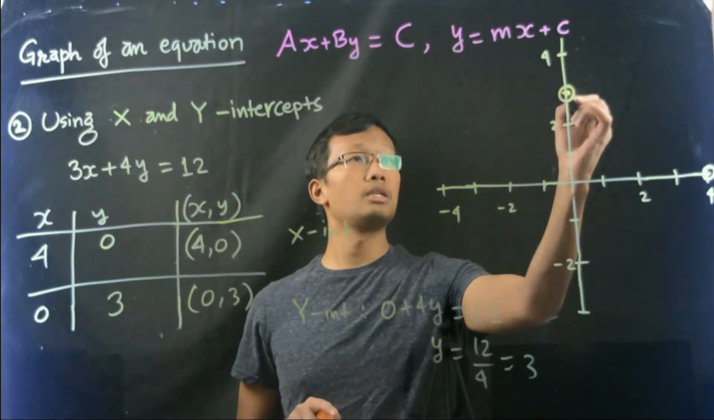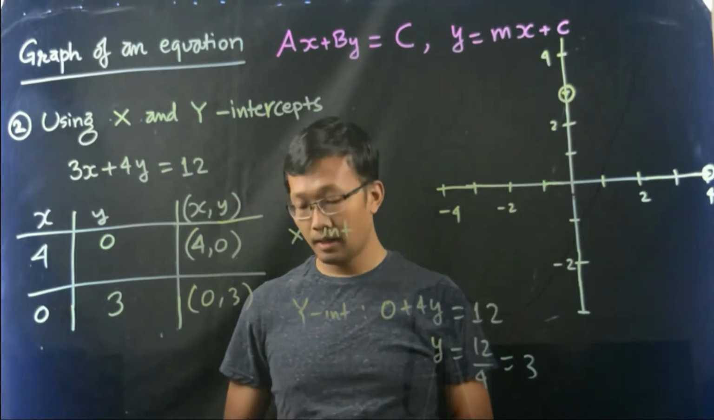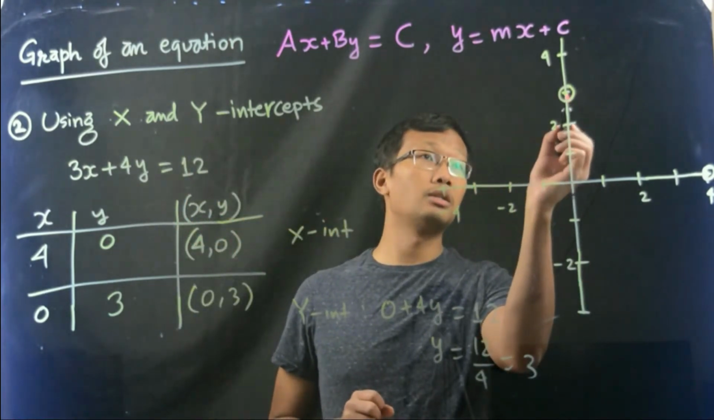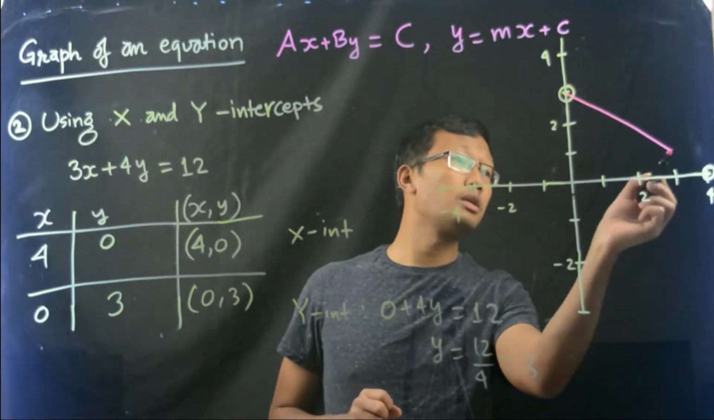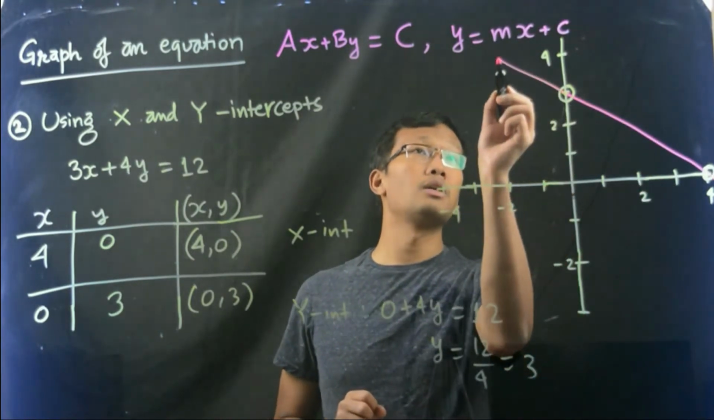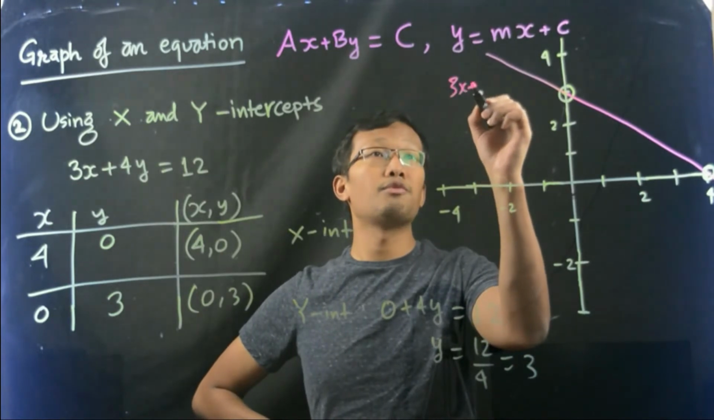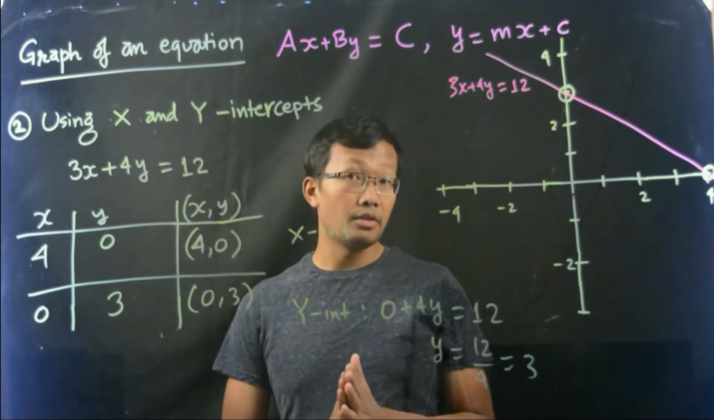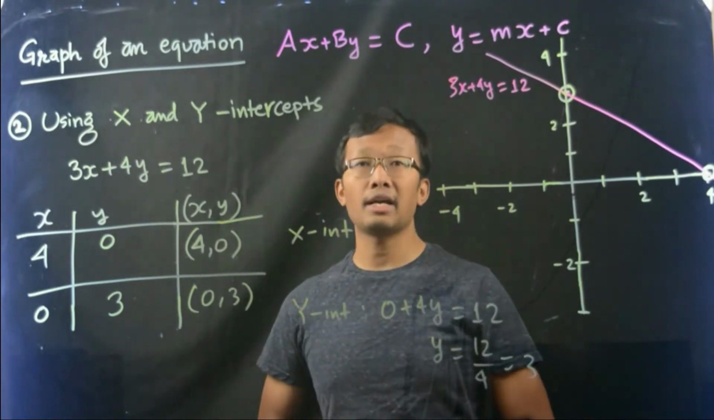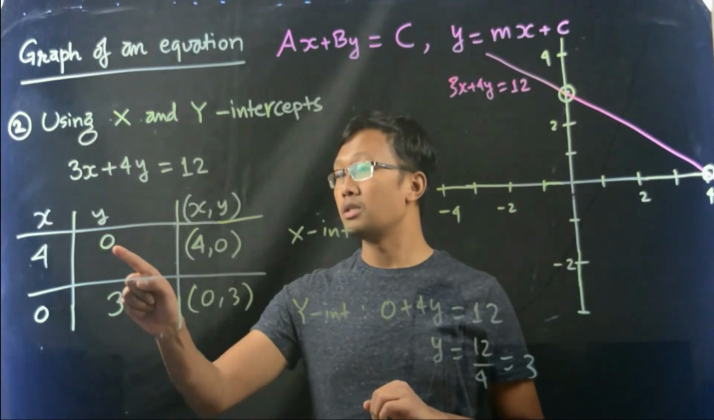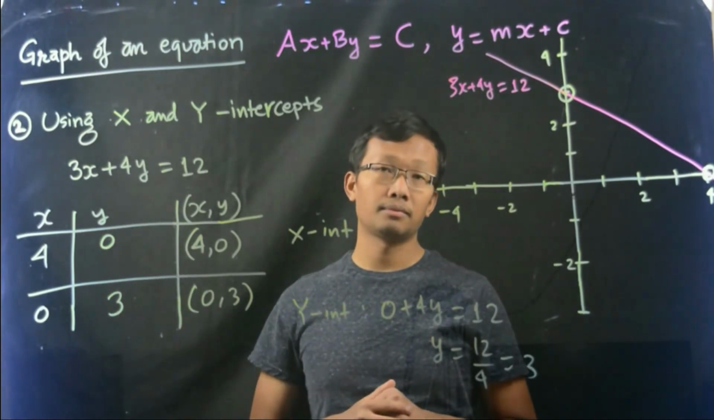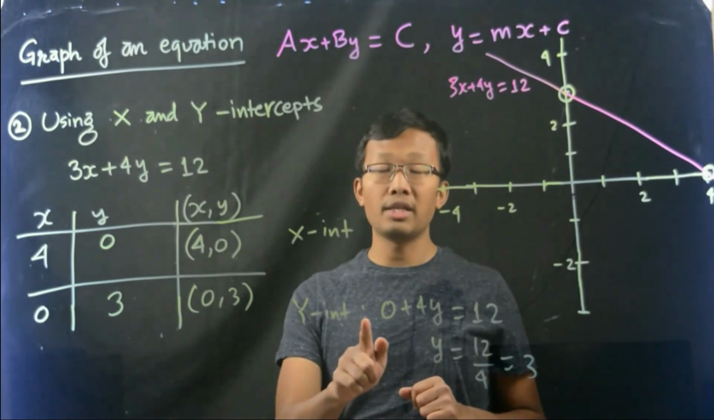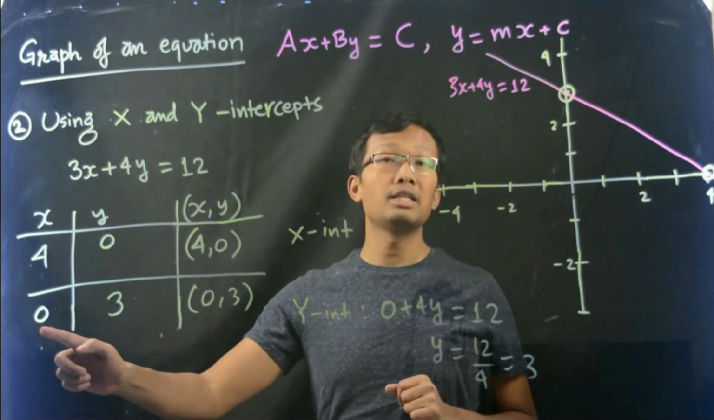So this is the y-intercept. Thus we have the x-intercept and y-intercept, and then let us join these 2 points. So that's our 3x plus 4y equals 12. So remember, whenever we are trying to find the x-intercept, you plug in y equals 0 in the equation. Similarly, reverse the process. If you are trying to find the y-intercept, then let x equals 0.